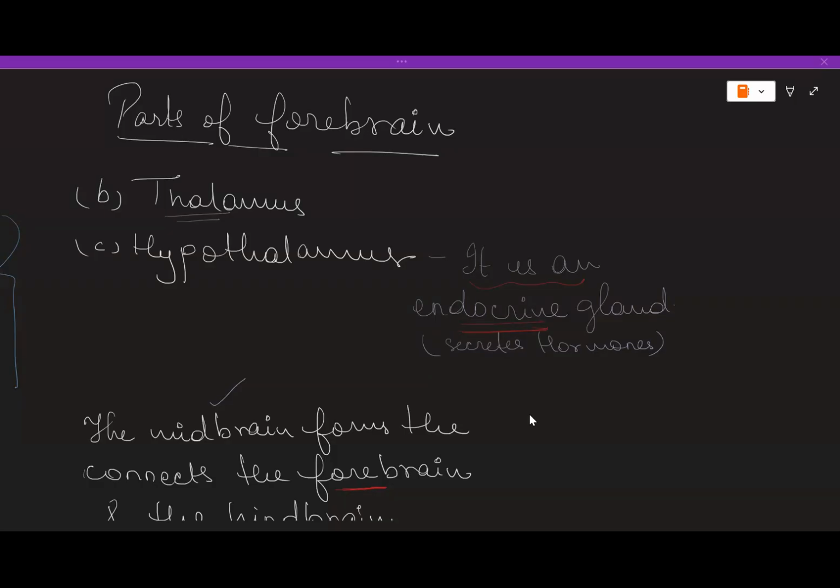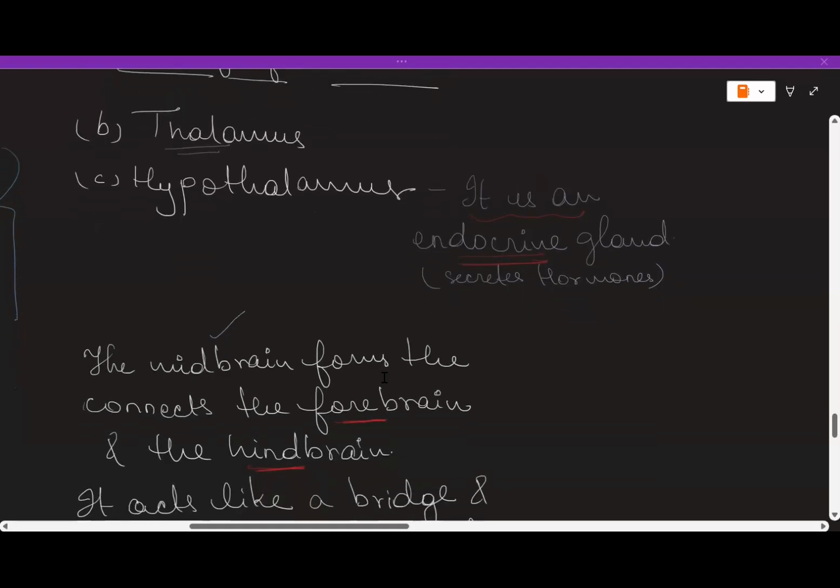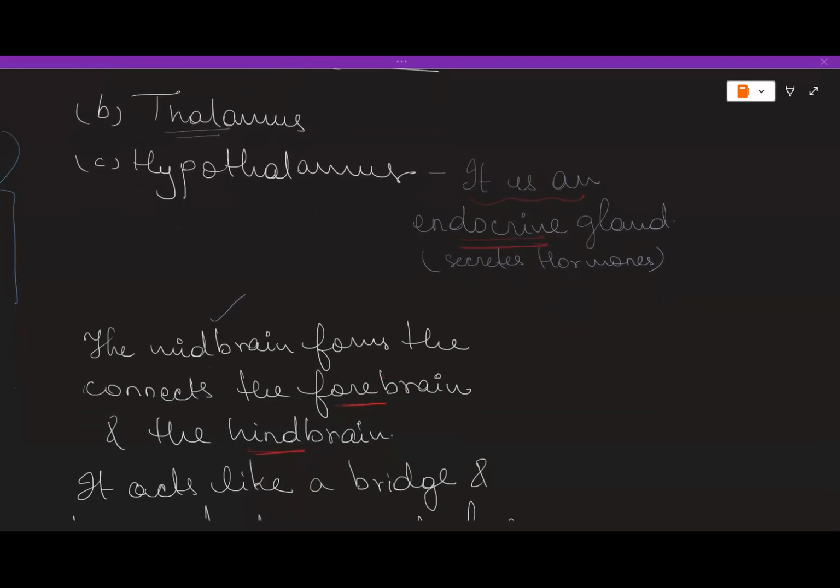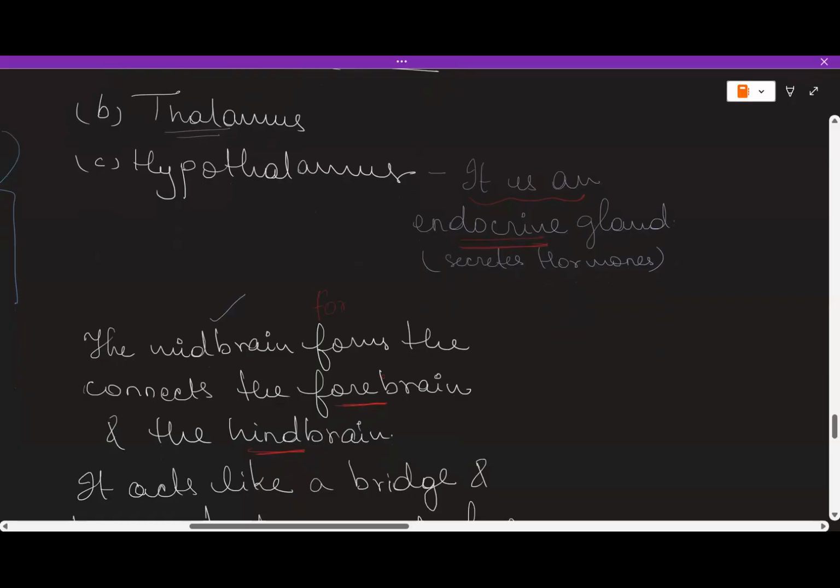Teacher, what's the midbrain for? Yes, Sumit? The last para, the midbrain. What's the next word? Forms. Forms. Okay.